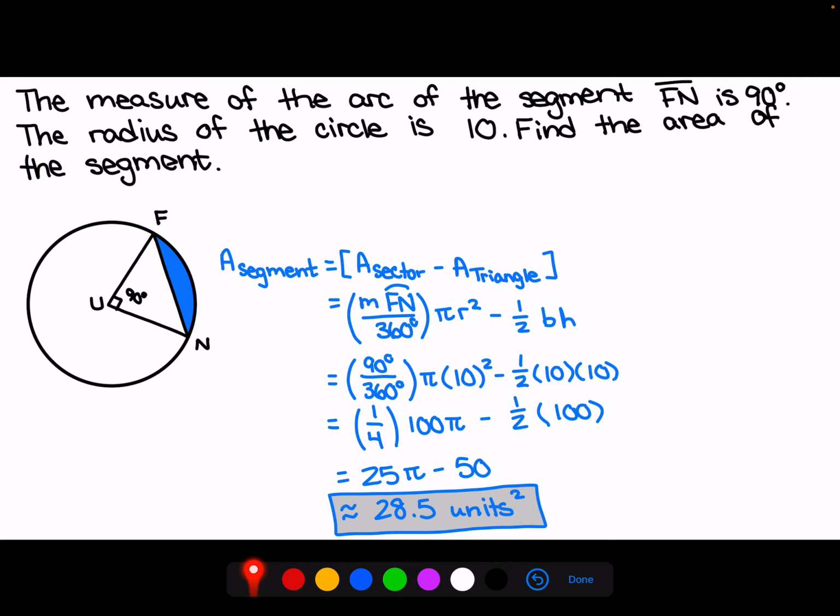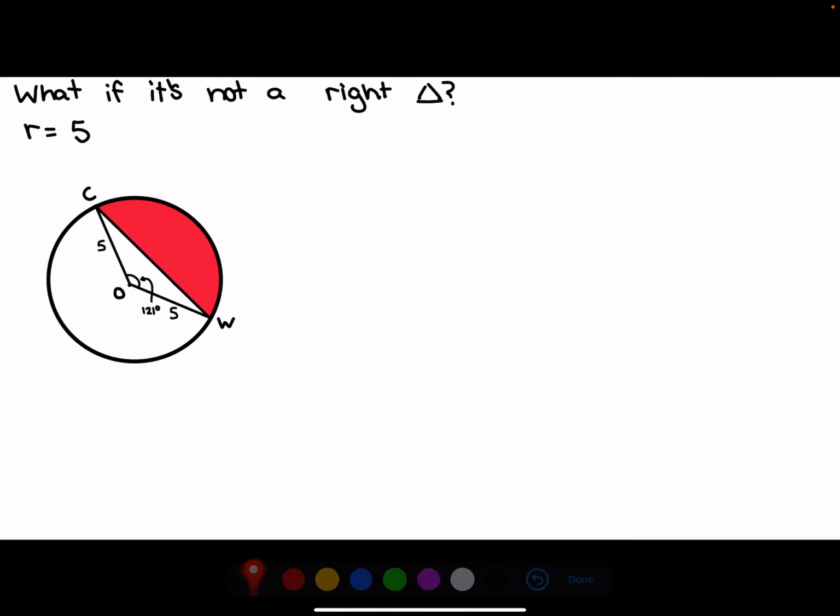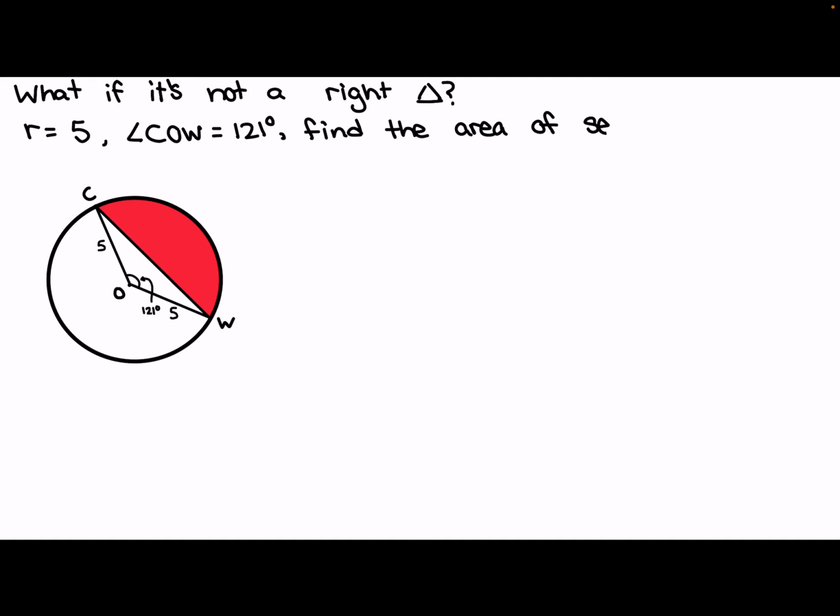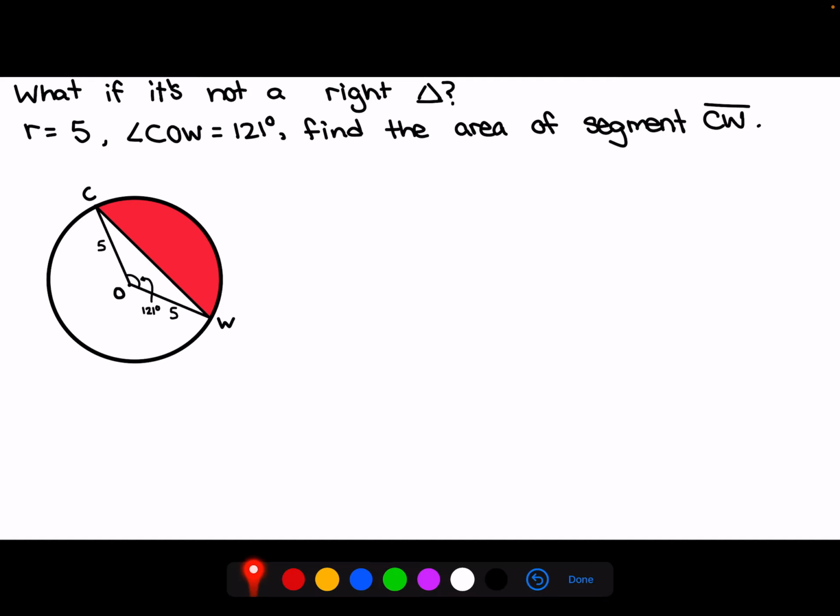All right, let's try another one. But this time, let's say that our triangle is no longer a right triangle. So what do we do? Well, we're going to do the same type of formula, except that equation for the area of a triangle is going to change. So in this case, we already had the area of a segment is equal to the arc divided by 360 degrees times pi r squared, and then minus the area of a triangle. Now in this case, it's no longer a right triangle, so we're going to do what we did in trigonometry. We're going to use trig in order to solve for this.